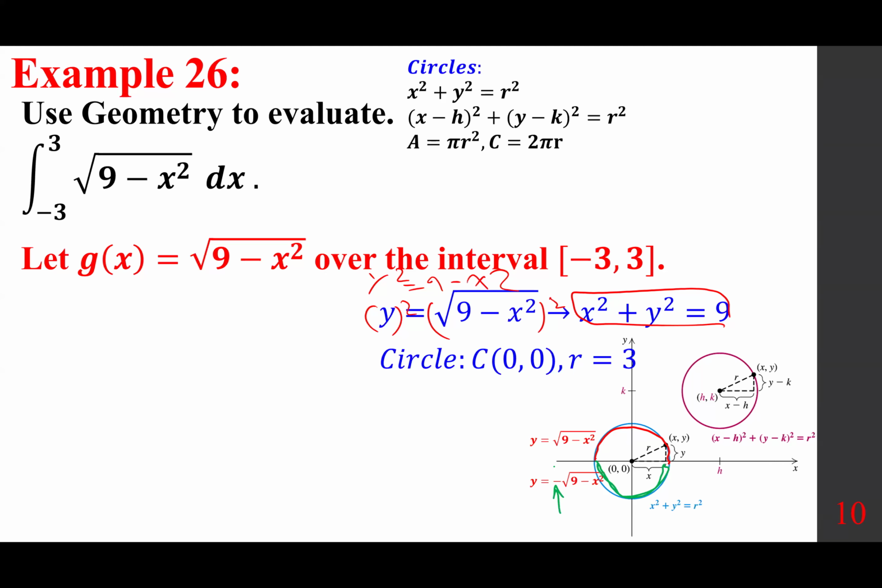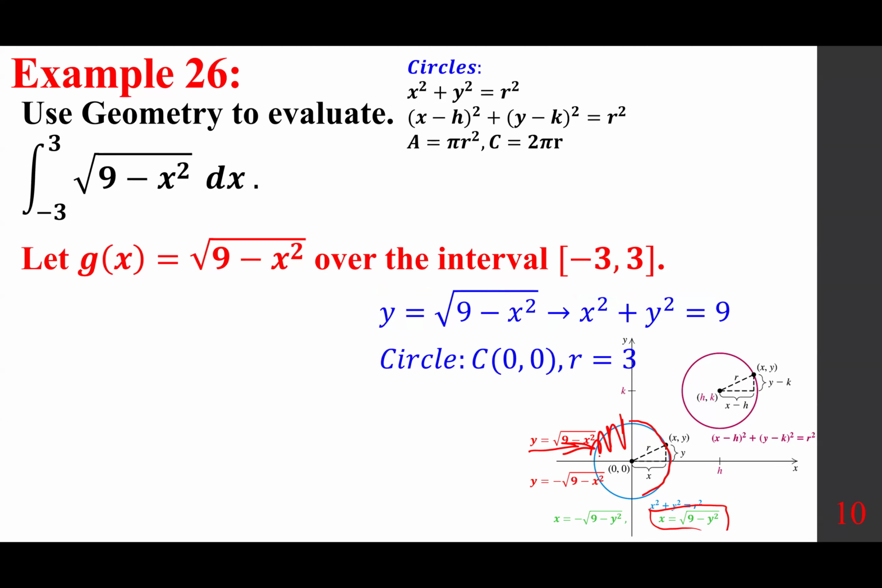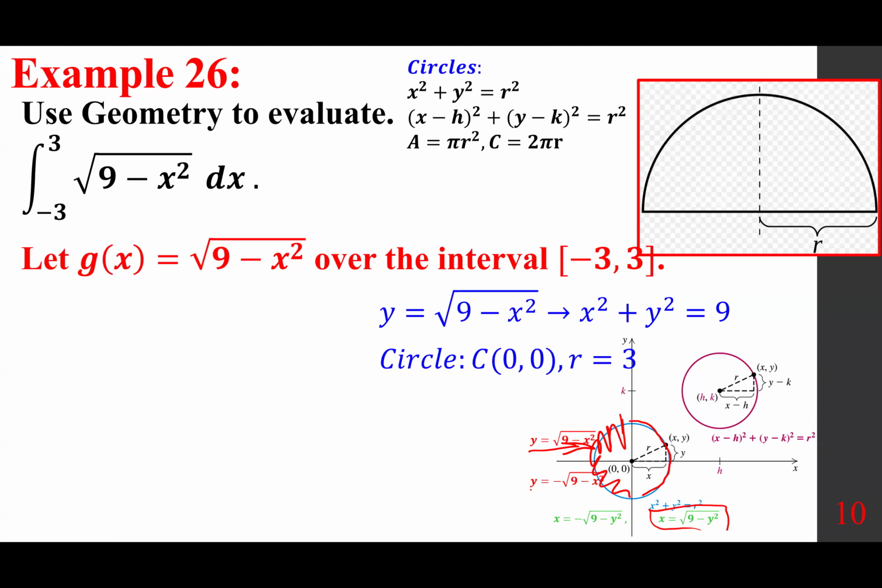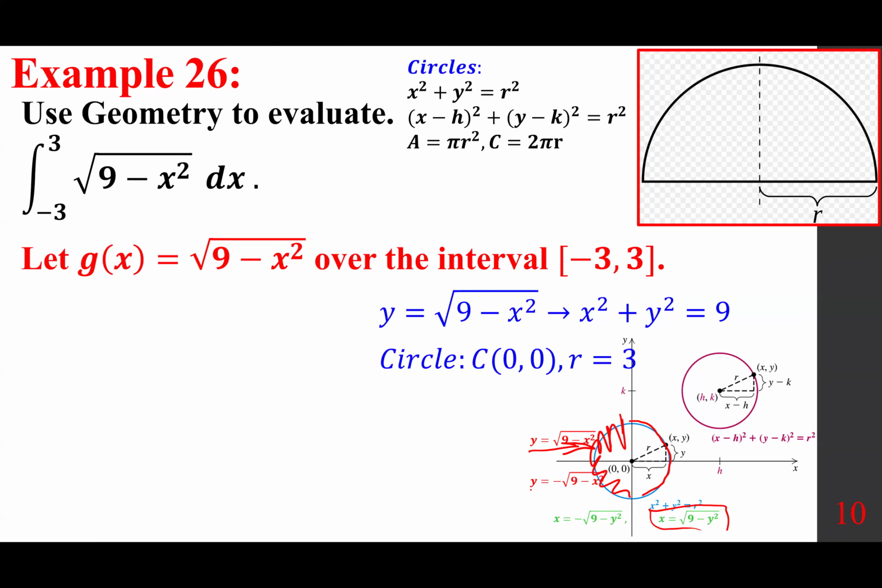Okay. And let me erase this. The right half, x is equal to square root of 9 minus y squared. The left half, this portion, the same thing with a negative in front of it. Okay, just to let you know how things go. In any event, so it looks like this.